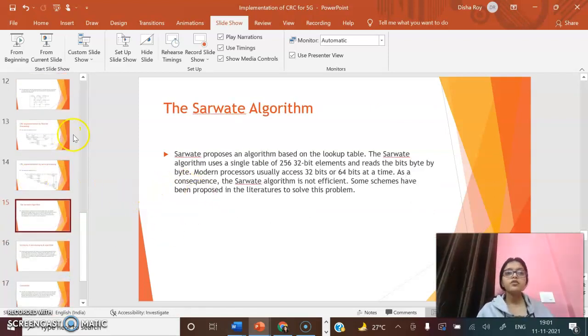So as we can see that the complexity kept on increasing, we came to the Sarwate algorithm, which to some extent solved the problem. Over here the Sarwate algorithm is based on a lookup table. It uses a single table of 256 32-bit elements and reads the bits byte by byte. Modern processors usually access 32 bits or 64 bits at a time. As a consequence, the Sarwate algorithm is not as efficient. Some schemes have been proposed in the literature to solve this problem.